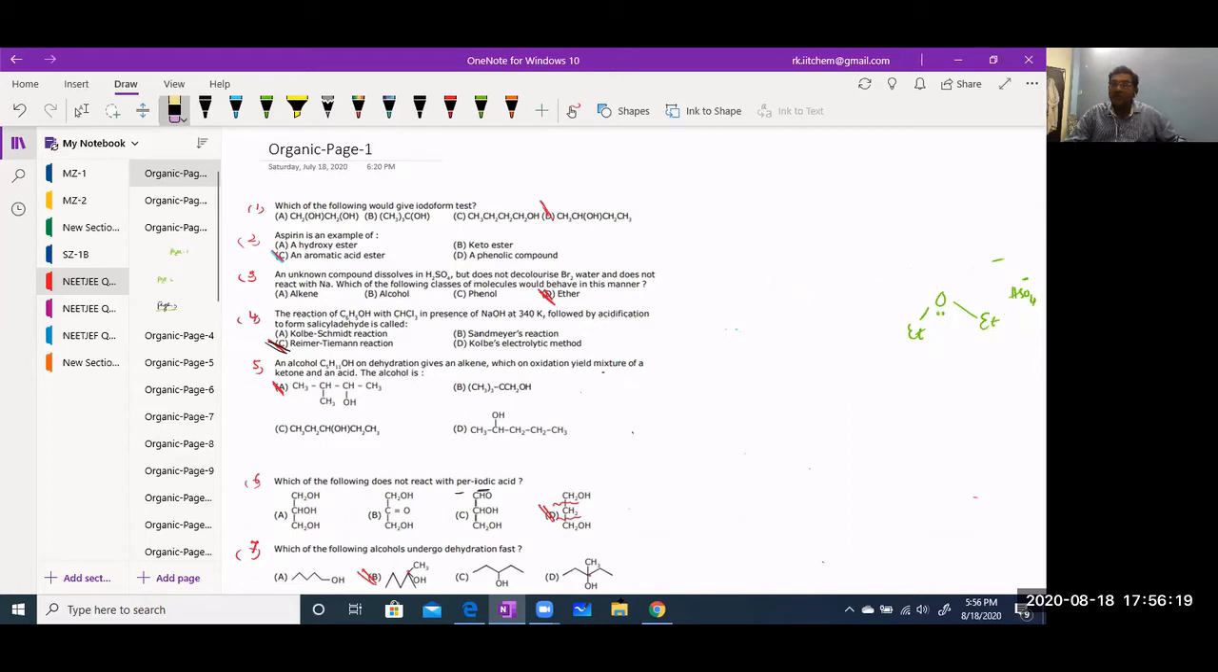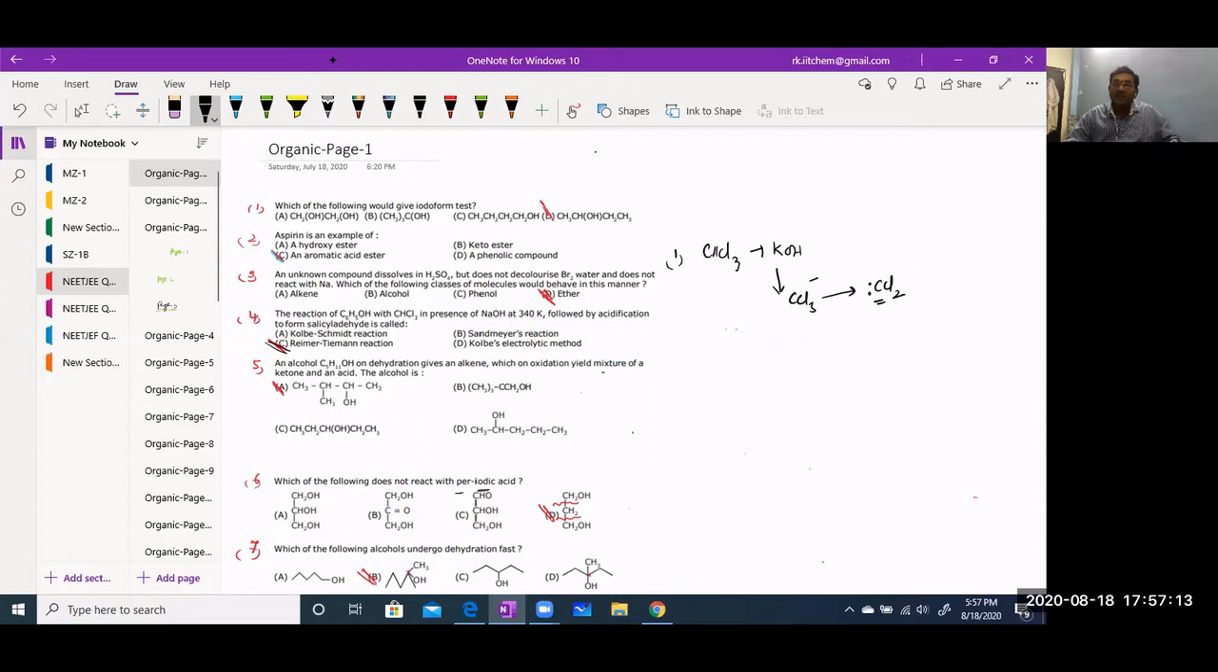The chloroform reacts with KOH in the first step and liberates dichlorocarbene. CHCl3 with KOH gives CCl3 minus, which finally gives dichlorocarbene. This is the real attacking species here. That's clear, children. This is called the Reimer-Tiemann formylation reaction.